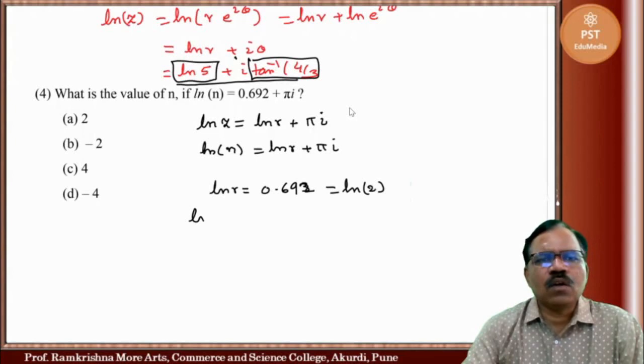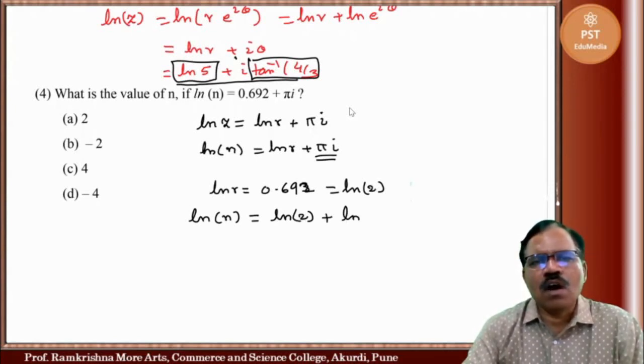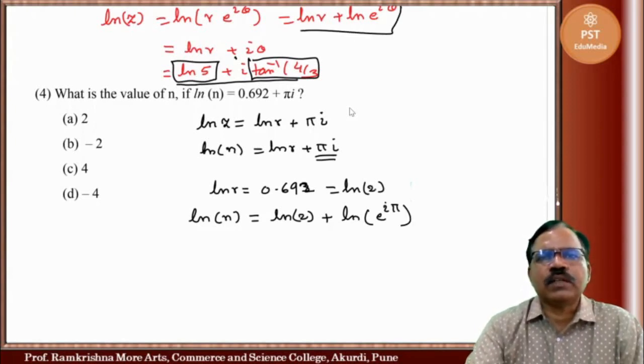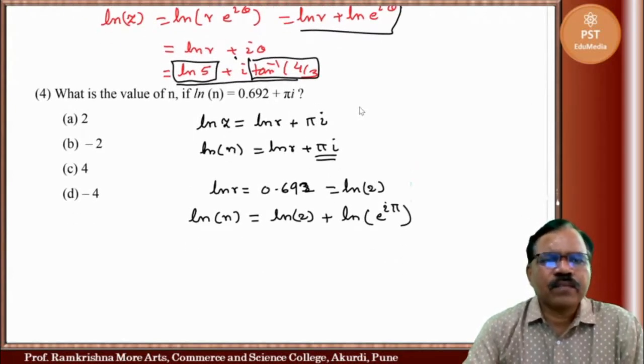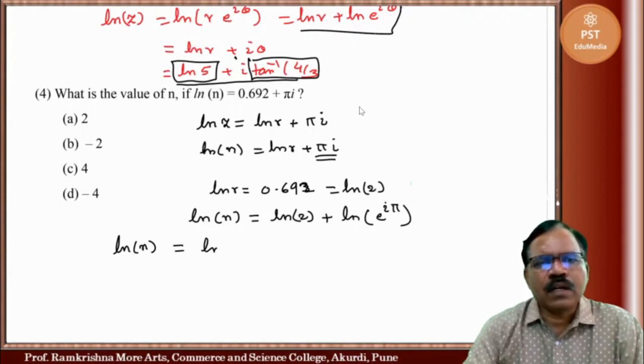So we get here log n is equal to log 2 plus, now this one I can write as log e raised to i pi. Here we have taken log z. So log n is equal to log of 2 e raised to i pi. So what is n? n is equal to 2 e raised to i pi.